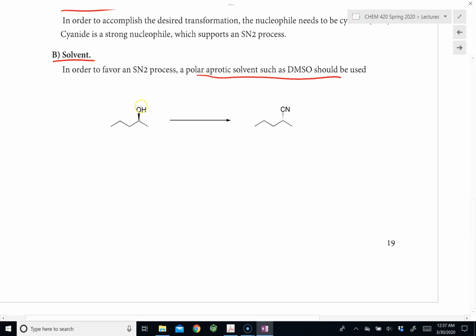So again, we have seen already that the first step is to convert this into a tosylate group first. And that will be accomplished by reacting this with tosyl chloride in the presence of pyridine. And followed by the second step, using sodium cyanide in the presence of a polar aprotic solvent, DMSO. And that's how we'll be able to accomplish this transformation.